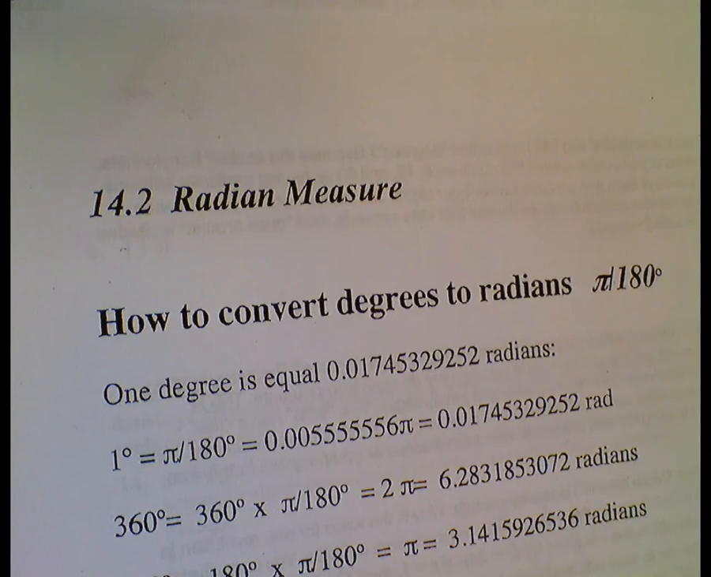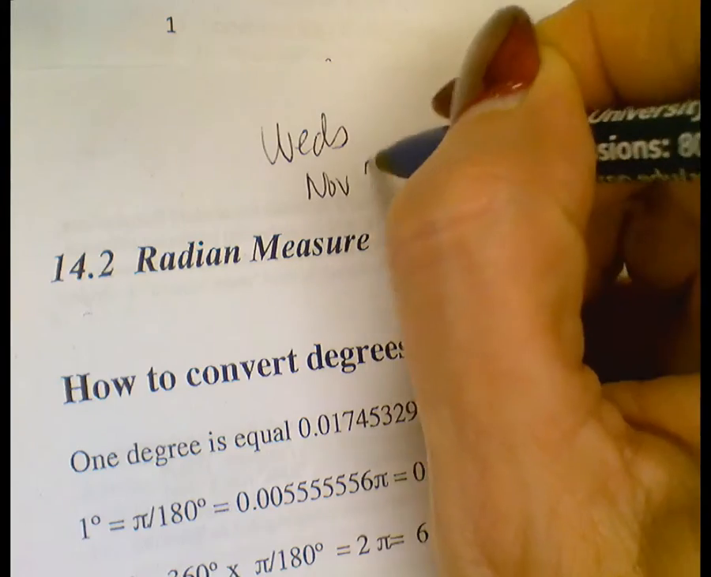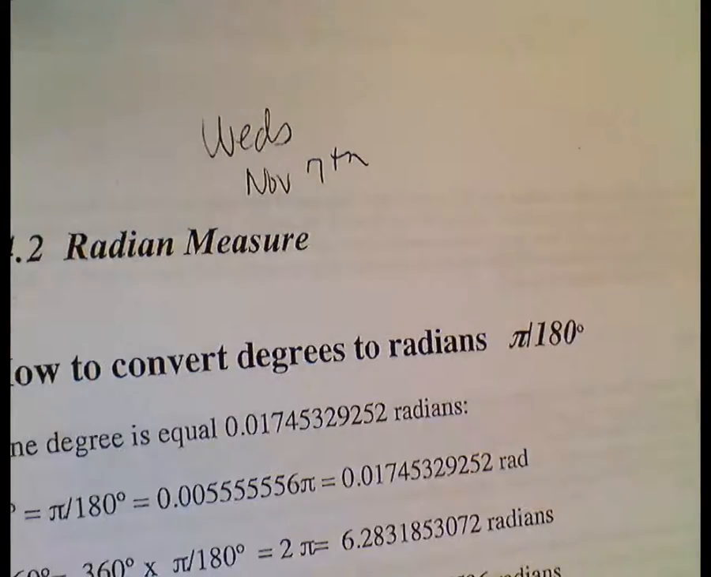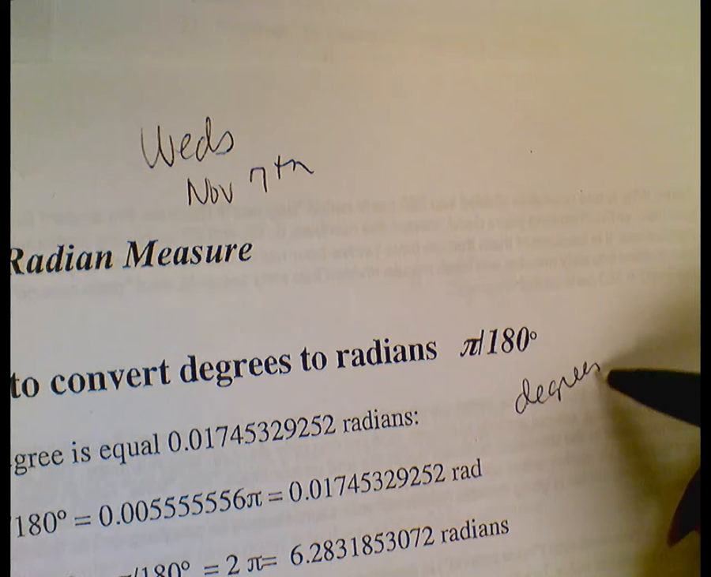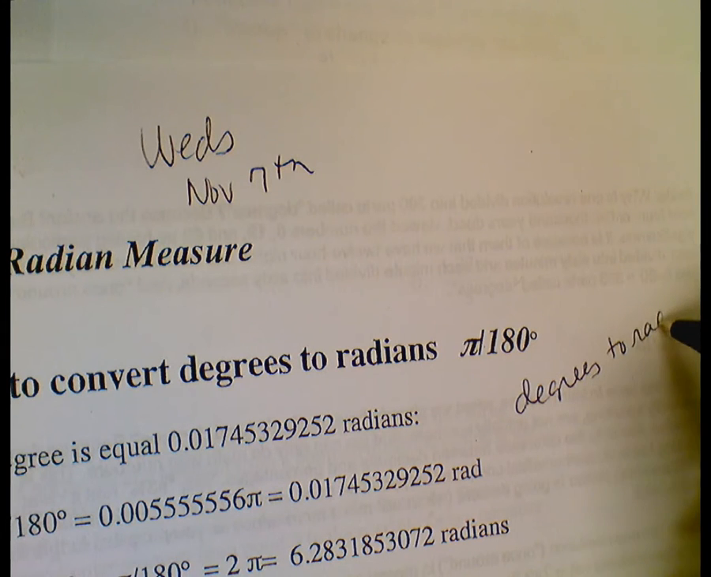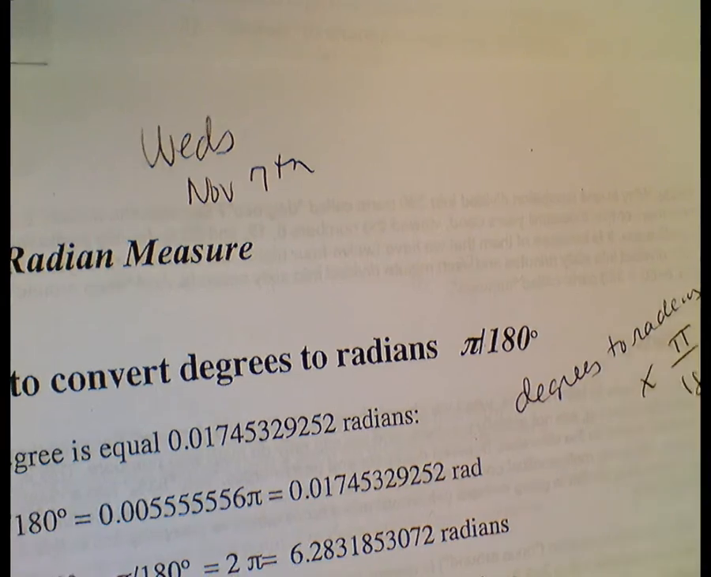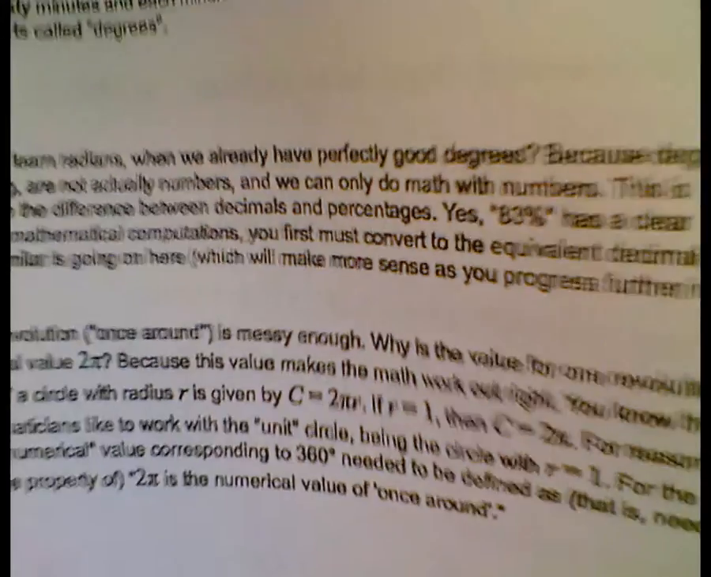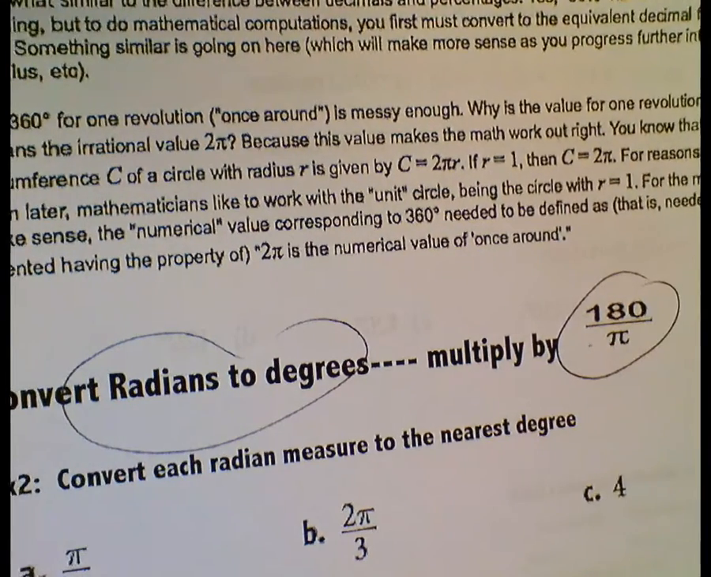Okay, on Wednesday, November 7th, I began on 14.2 radian measures. And basically, if you want to go from degrees to radians, you multiply by pi over 180. I'm just doing the lowdown of what I did really quick. And when you want to convert radians to degrees, you multiply by 180 over pi.